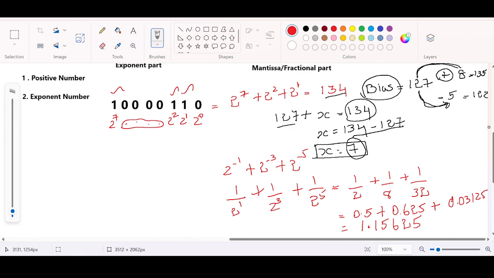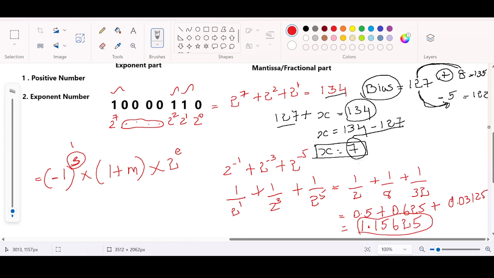So after this, what we will do? There is a formula called minus 1 whole to the power of s, into 1 plus m, into 2 to the power of exponent. This s is representing whether it is a positive number or the negative number. If it is a positive number, you replace this s with 1. If it is a negative number, you replace the s with 0. So we have the positive number, right? So you replace this with 1. 1 plus m. This is the mantissa.